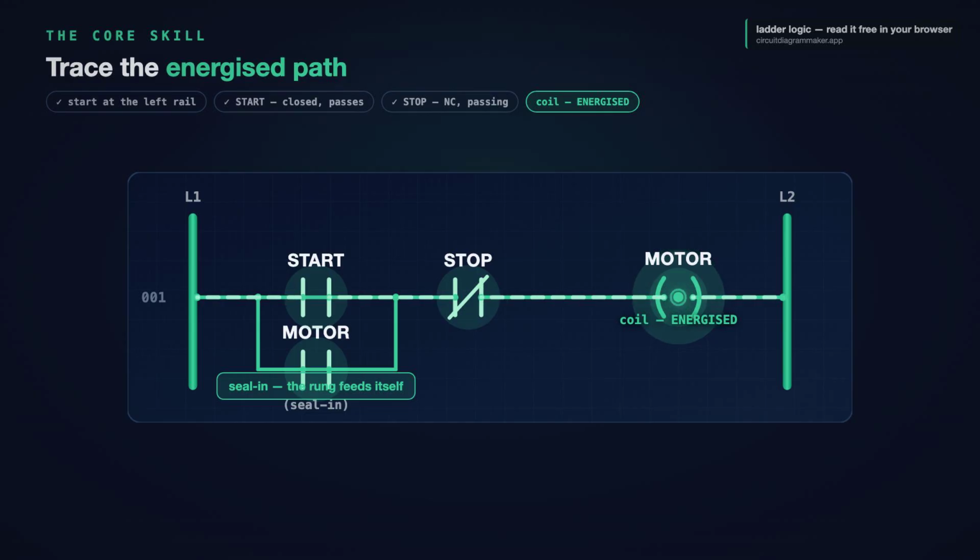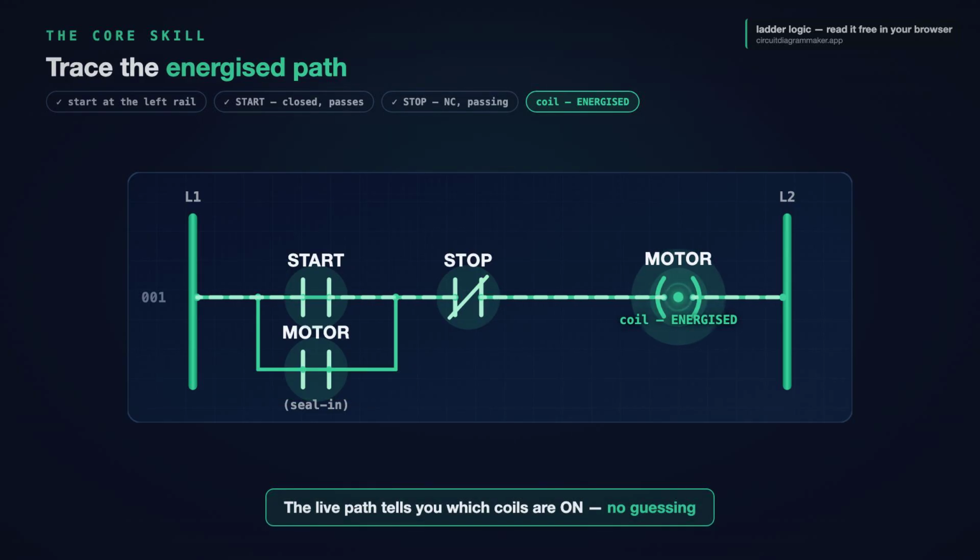Now look at what holds it on. Below start there is a branch, a second contact wrapped around it. That is the seal-in. The coil closed it, and power now flows through the branch instead of the button. The rung is feeding itself. Trace the green, and you never have to guess. The live path tells you which coils are on, right now, without running anything in your head.